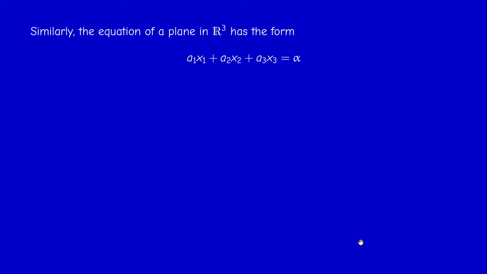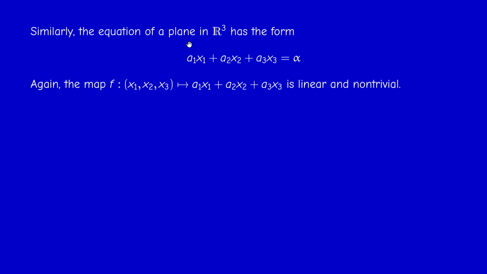And if you are working in space, the equation of a plane is something of the form a1x1 plus a2x2 plus a3x3 equal alpha, where alpha is a number. Once again, this function of x1, x2, x3 is linear in the triple x1, x2, x3. And of course not trivial, because not all the coefficients should be 0, because otherwise if alpha is 0, we get everything, and if alpha is not 0, this is empty. So we are excluding these cases.